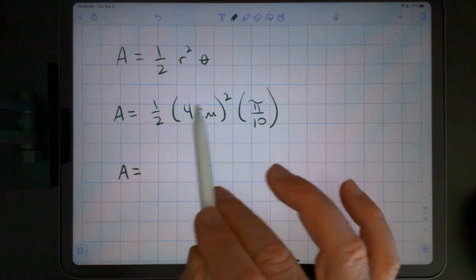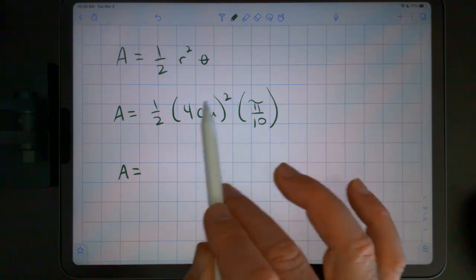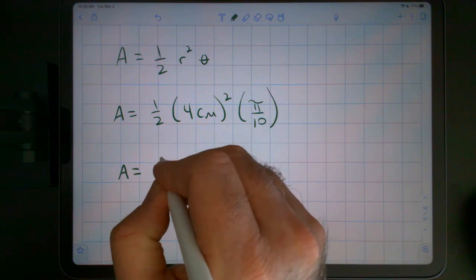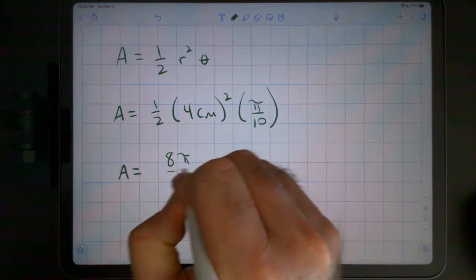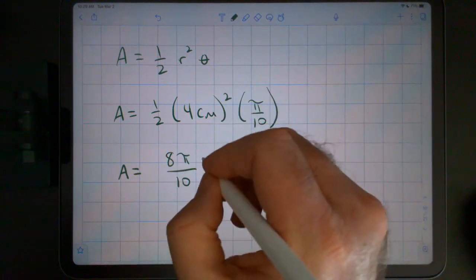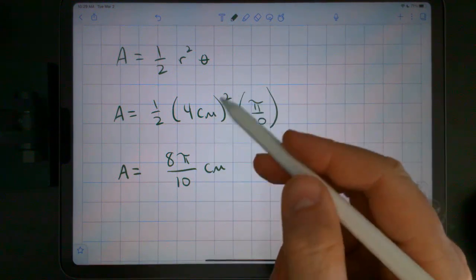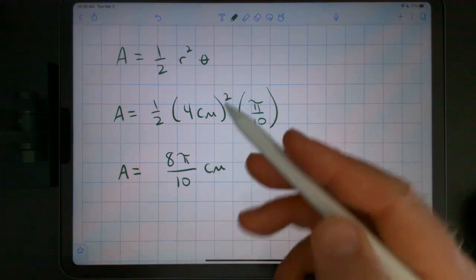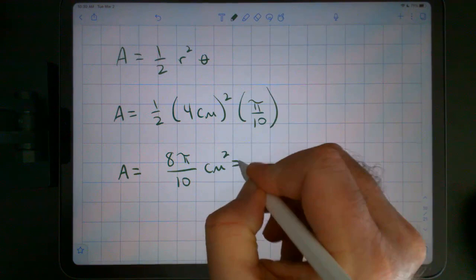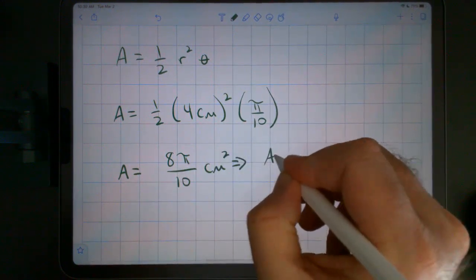So 4 squared is 16. 16 divided by 2 is 8. Include the units. Our centimeters are being squared and area is squared. And then simplify the fraction.